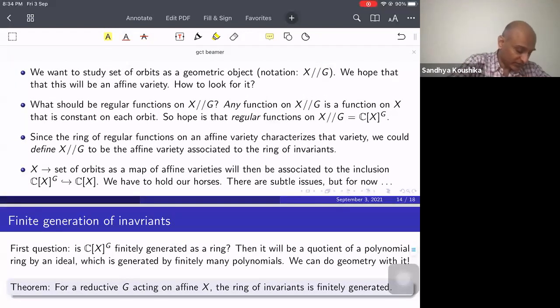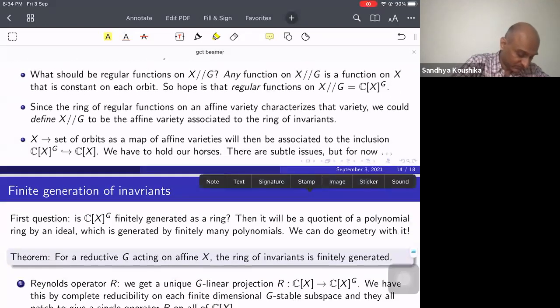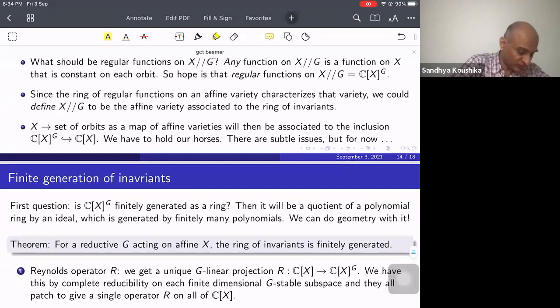So one thing to recall: a crucial thing in this proof is something called a Reynolds operator. So let us see what that is. Now, the coordinate ring has, as we saw, a locally finite G action on it, right? And the ring of invariants in that is a sub-representation.